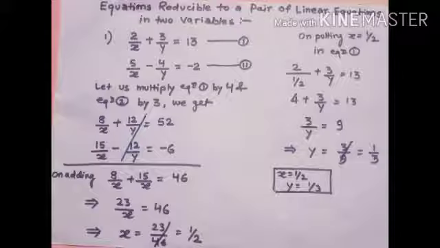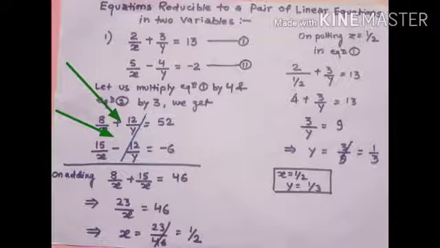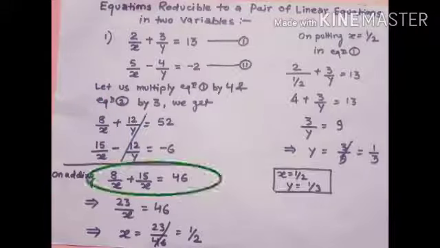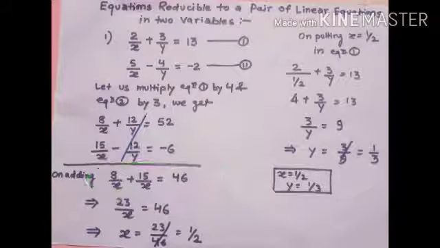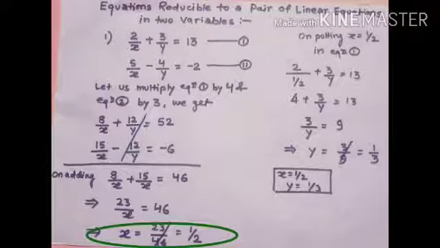Now we can see that the coefficients of y in both the equations are of opposite sign, so on adding, they easily cancel out. Now we are left with 8/x + 15/x = 46. On solving, as you can see on the screen, we get 23/x = 46 and x will be equal to 1/2.